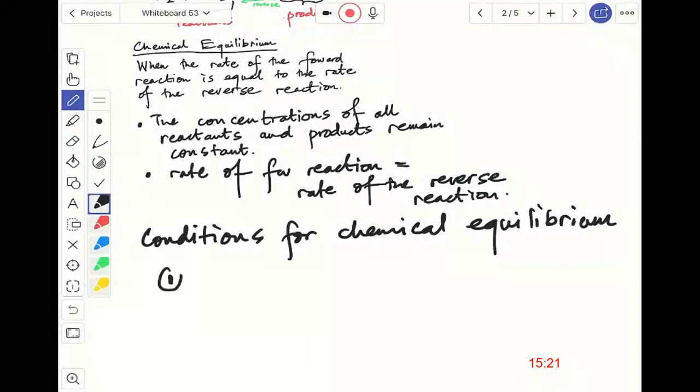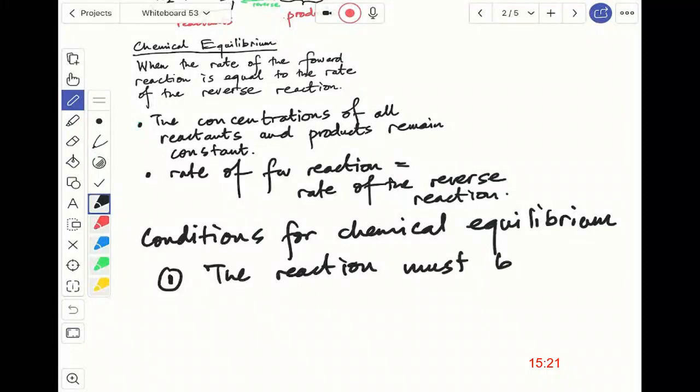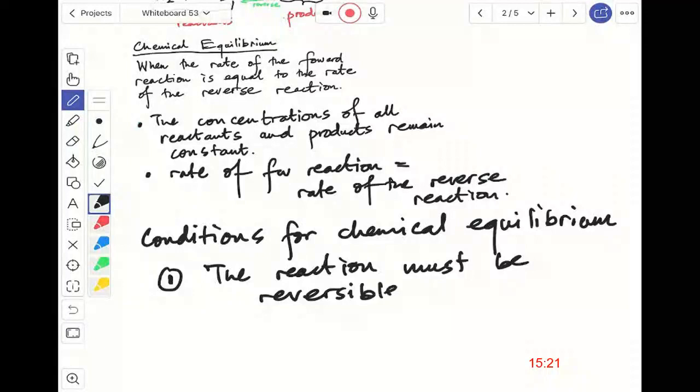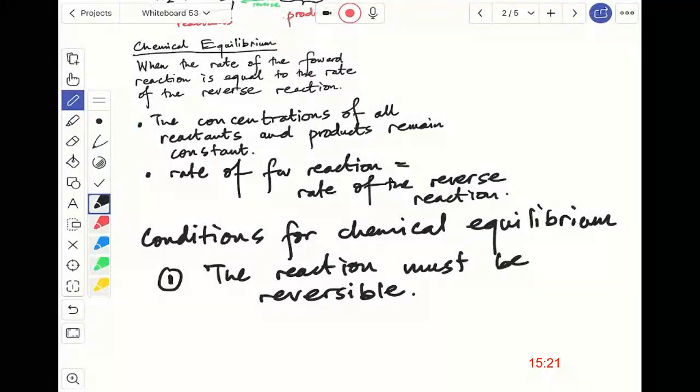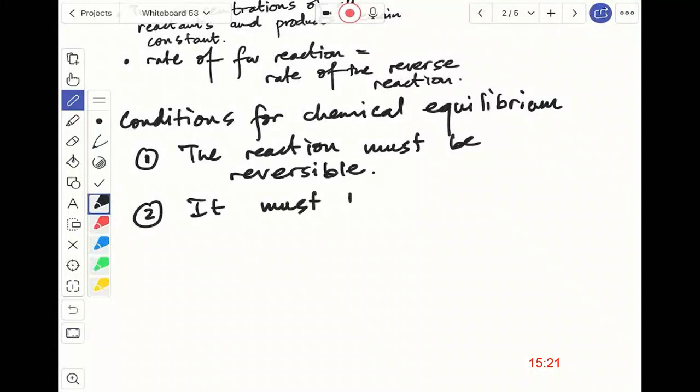And the one condition is the reaction must be reversible. It's pretty obvious because if the reaction is not reversible, then there can't be a reverse reaction. And the second condition is it must be a closed system.